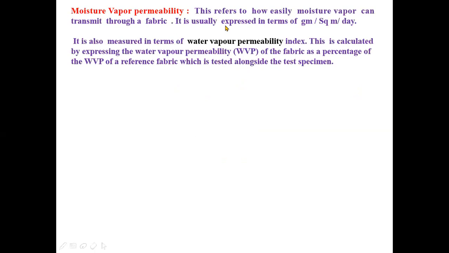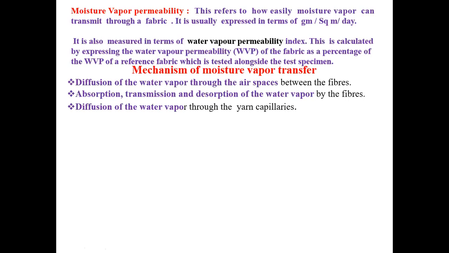So moisture vapor permeability refers to how easily moisture vapor can transmit through a fabric. It is usually expressed in terms of gram per square meter per day. It is also measured in terms of water vapor permeability index. Basically, this is a relative measurement of water vapor permeability that I am going to discuss afterwards. And this is calculated by expressing the water vapor permeability of the fabric as a percentage of the water vapor permeability of a reference fabric, which is tested simultaneously with the test specimen.